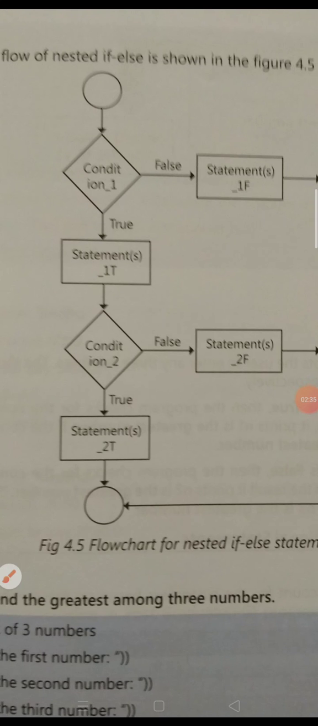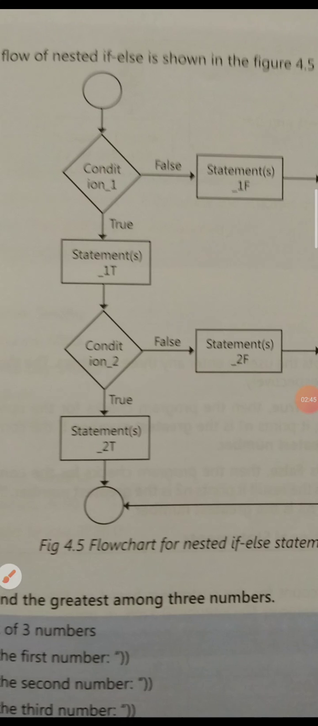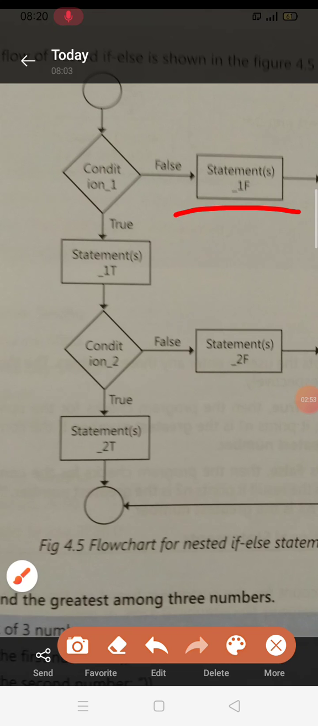So here a flowchart is given. Here condition 1 is checked, and if it is true it will execute the set of statements and go to the next if statement. Again the same thing. And if the condition is false the first time itself, it will execute the set of statements under the false part, and then it will go to the next statement after the nested if statement.